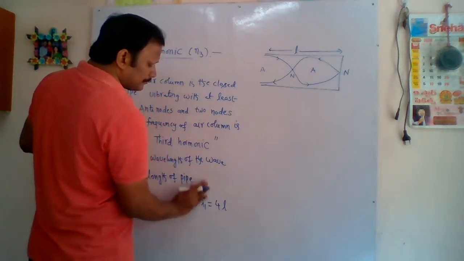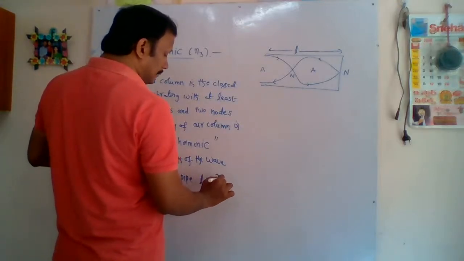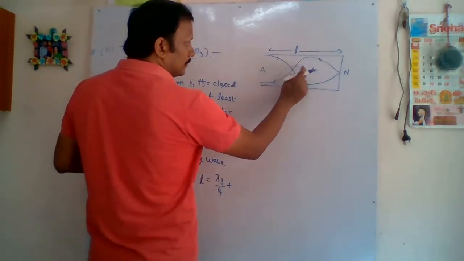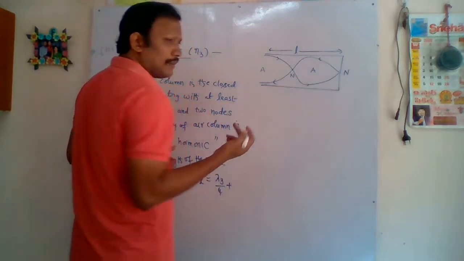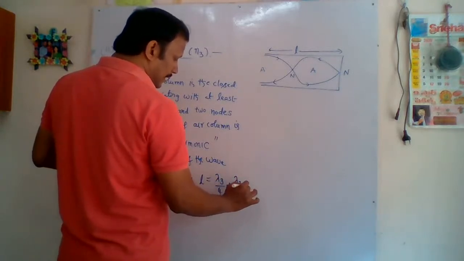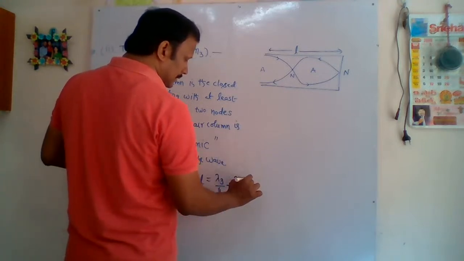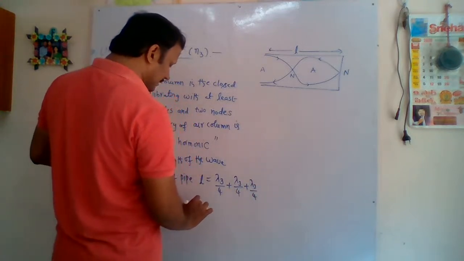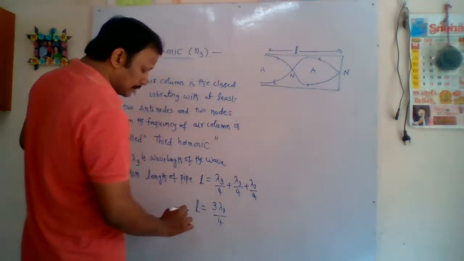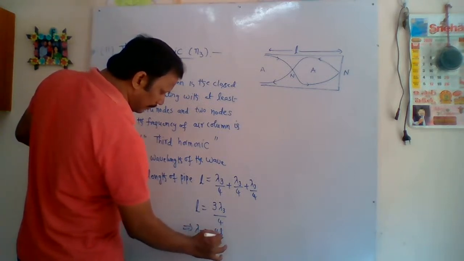Let me expand, no problem. Length of the pipe L is equal to lambda 3 by 4, plus from here to here lambda 3 by 4, again from here to here lambda 3 by 4, again from here to here lambda 3 by 4. Okay? So lambda 3 by 4 plus lambda 3 by 4 plus lambda 3 by 4. Therefore L is totally 3 lambda 3 by 4. So from this equation, lambda 3 is equal to 4L by 3.